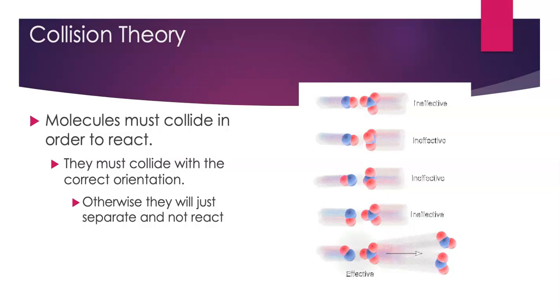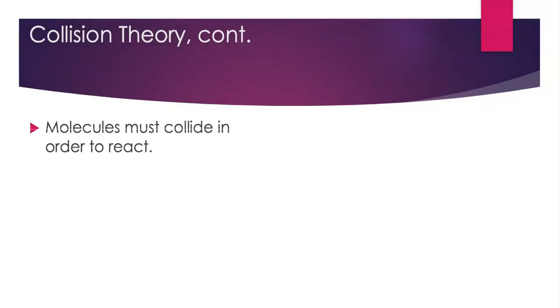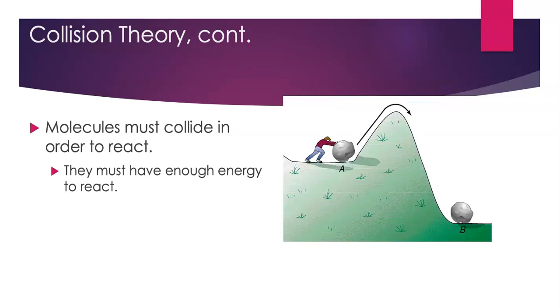But that's not enough, all right? The other statement of collision theory tells us that not only must they collide with the right orientation, but they have to have enough energy to react. So when they collide, they need to be moving with enough kinetic energy to actually make the product, all right? As an analogy, you can think about trying to roll a boulder over a hill. If you don't get that boulder moving quickly enough, you're not going to get over the hill and make your products on the other side, all right?